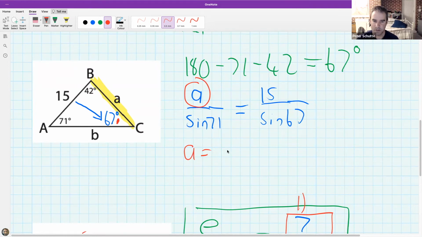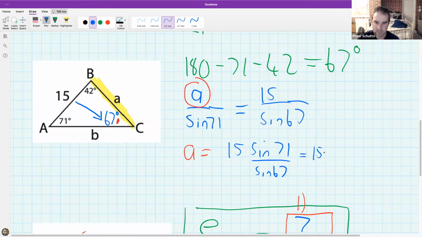Okay, I see a couple of answers coming through. I think we're now going to get, for my final answer, I multiply both sides by sine 71, and I'm going to get 15 sine 71 over sine 67. And what we are going to get is 15.41 units.